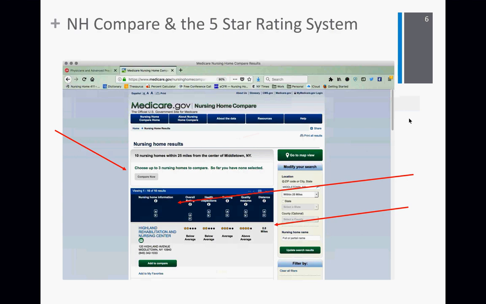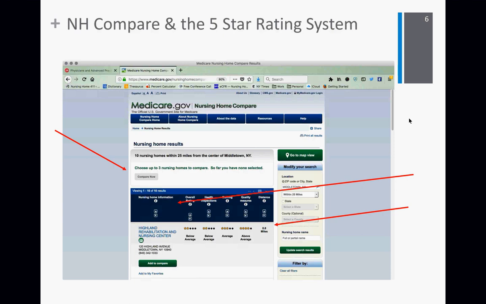So what I did is I put in Middletown, New York. That's actually an area where we have an Amazon program. So 10 nursing homes came up within 25 miles from the center of Middletown, New York. And I just want to go a little bit more slowly here just to give you a sense of what you're seeing. You can see on the right-hand side, you can look at a map view. You can also modify your search. So if I looked for instance at Queens, New York, I would probably come up with, I want to say, about 200 nursing homes easily within 25 miles. So I can refine my search on the right-hand side if I get too much information.